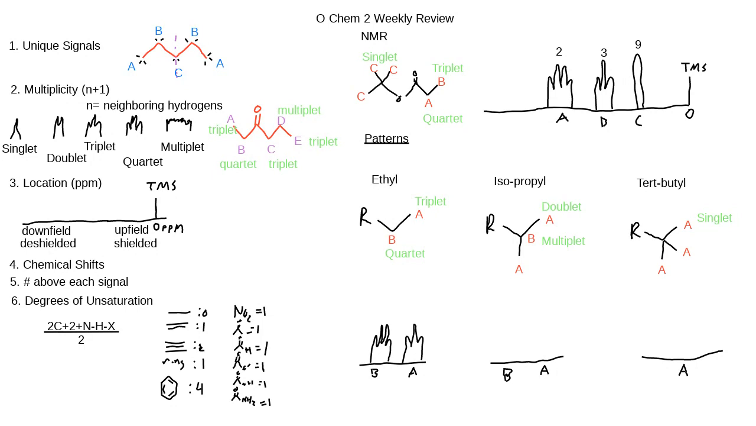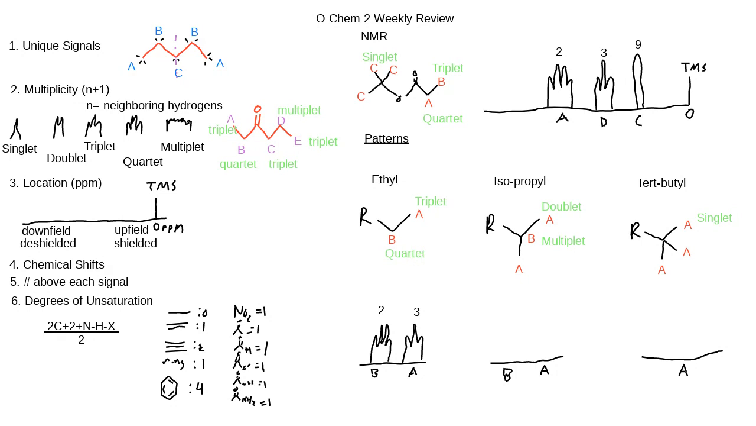And don't forget the numbers above it. Above B, you should see the number 2, and above A, you should see the number 3. So if you see a 2 and a 3 paired with a quartet and a triplet, that should immediately signal that there is some type of ethyl group within your larger structure. This isn't the whole structure because there's more peaks probably, but this should automatically help you get your answer quicker.